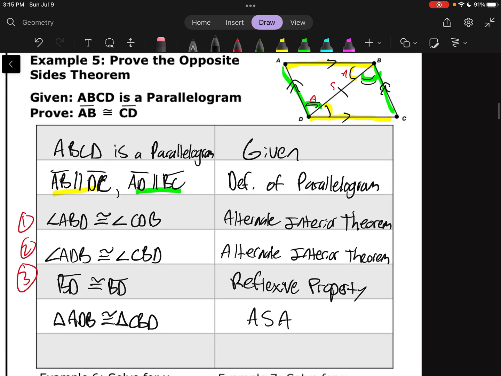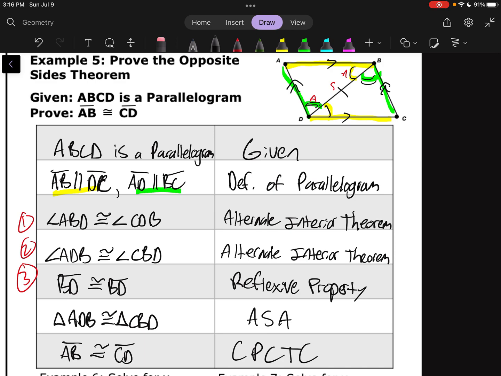And cool. Now we can just use CPCTC. Since those two triangles are congruent, that means that all of their corresponding parts are also congruent. CPCTC. Corresponding parts of congruent triangles are congruent. So that's why every parallelogram has opposite sides that are the same.